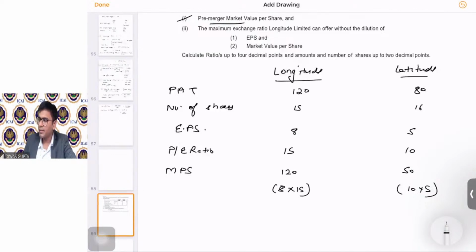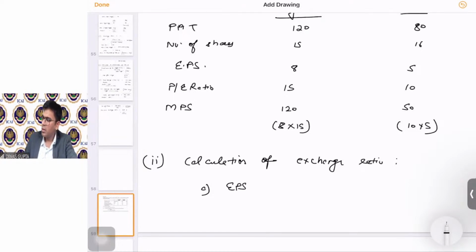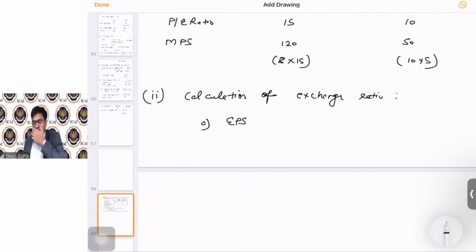Now the second part is saying that EPS need not be diluted. Then what is the exchange ratio? So second part, calculation of exchange ratio. In this, subpart A is that EPS to be same. In such a case, what will happen?